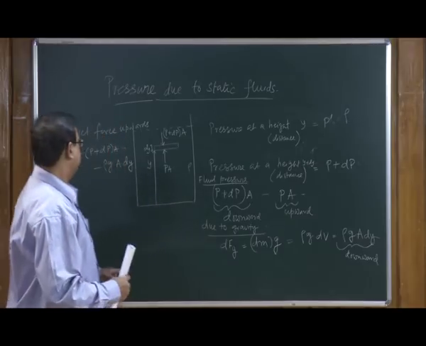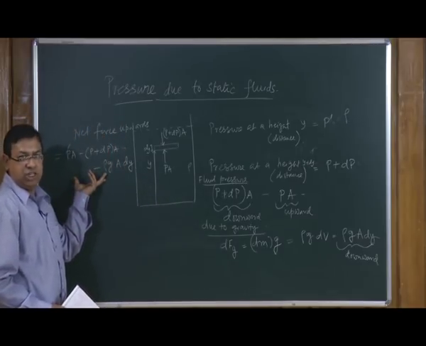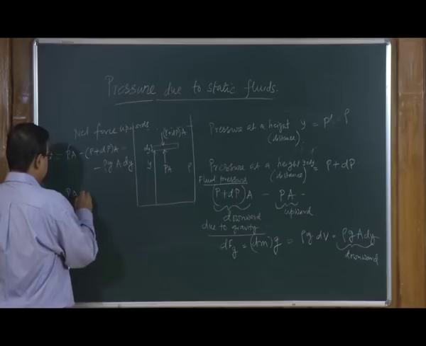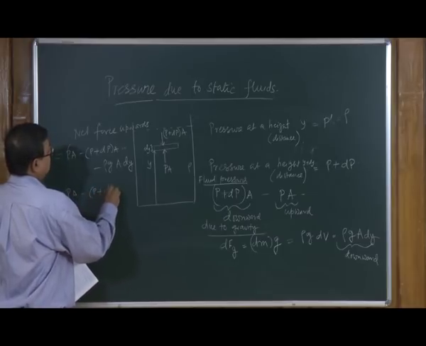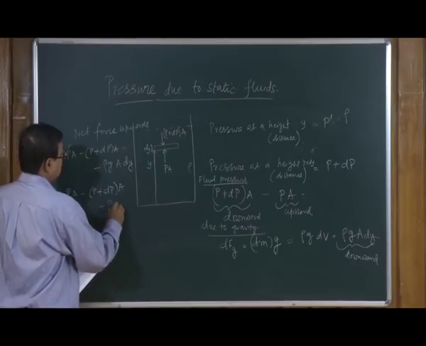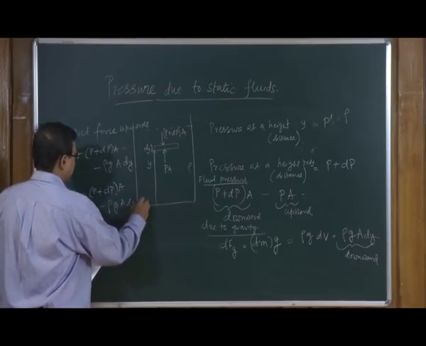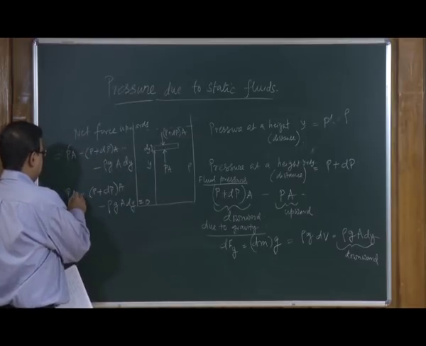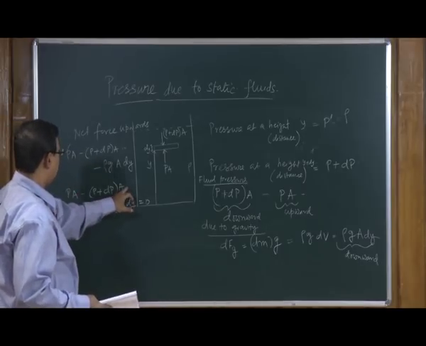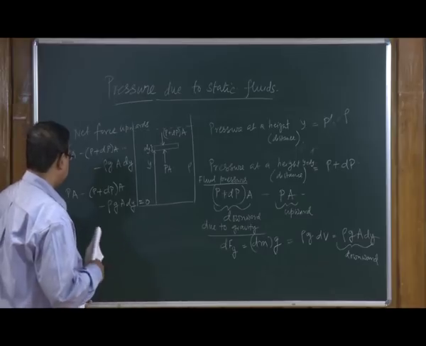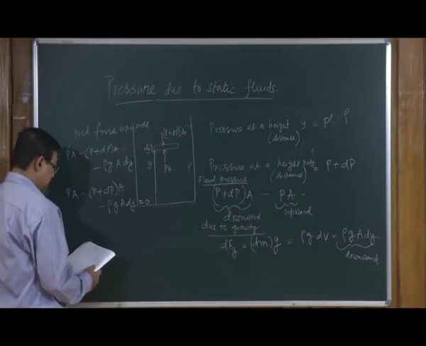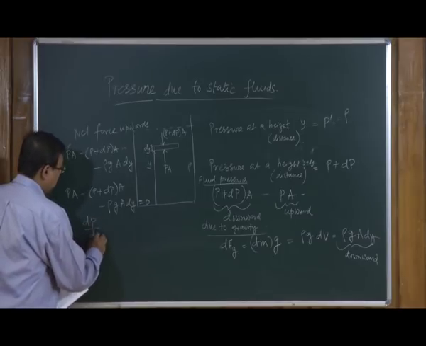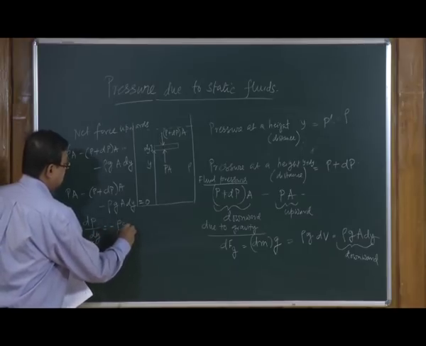Now, at equilibrium, this net force is going to vanish. So, we can write PA − (P + dP)A − ρgA dy = 0. If we cancel A from both sides, that is, divide both sides by A, I get a simple differential equation of the form dP/dy = −ρg.